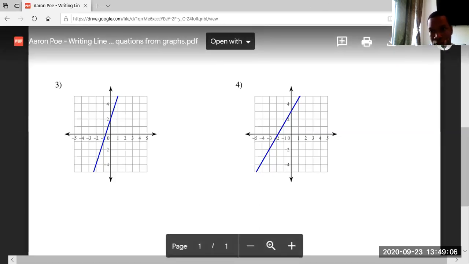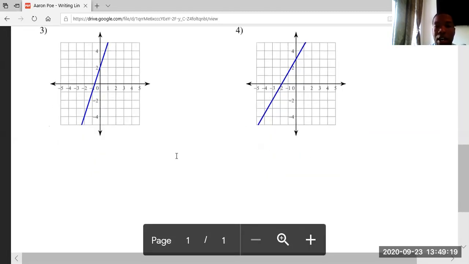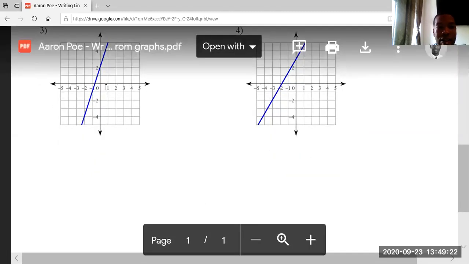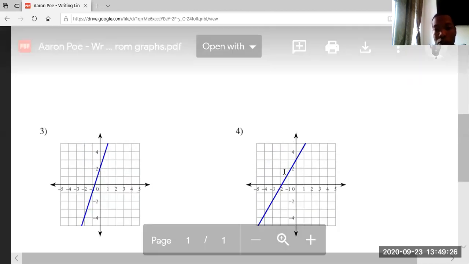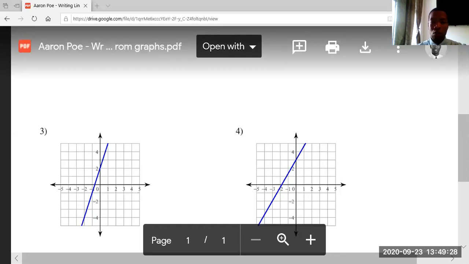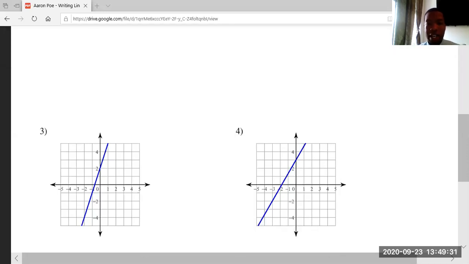See if I'm going to be able to write on this. No, but we already talked about it. We're looking at number 3. We already know that the y-intercept is 2, so we know that b is equal to 2. Now we need to find the slope. So m is equal to what?